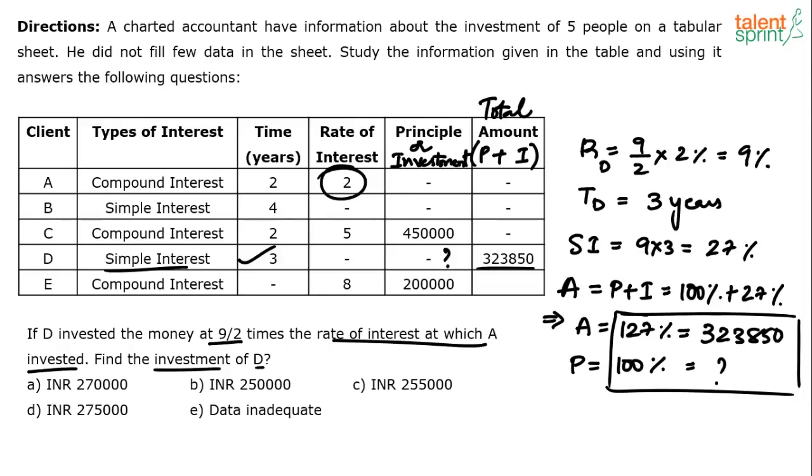Do not go by the formula. SI equals PTR by 100. Total amount is equal to P plus PTR by 100. All that is a waste of time. Simple point. He says the rate at which D has invested is 9/2 times the rate at which A has invested. A's investment rate is 2% per annum. So D's rate will be 9/2 into 2% per annum, which is equal to 9%. So 9% per year for 3 years will give you 27%, which means the total amount you get after 3 years is 127%. So that 127% is 323,850. 100% is equal to what? Cross multiply and simplify.